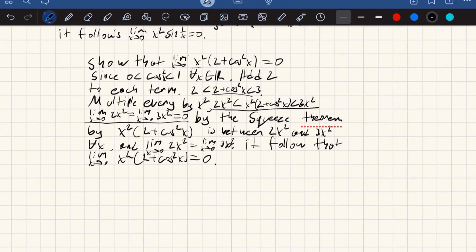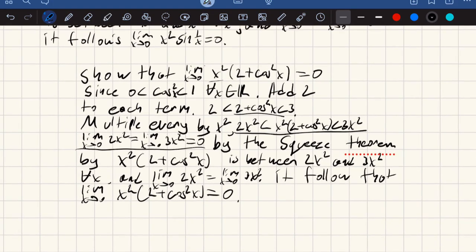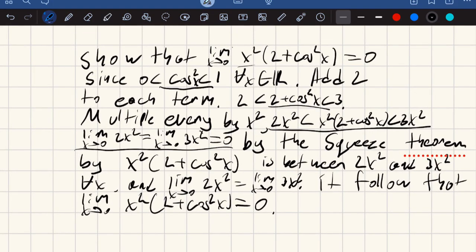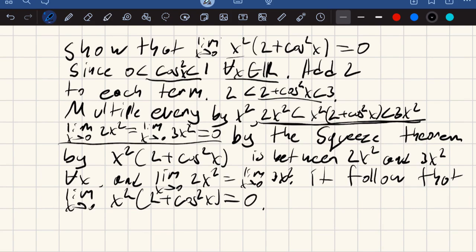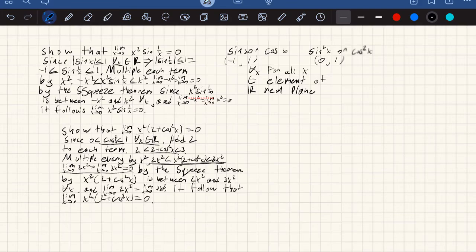And that's all. So again, we stated our original trig function for all x, and then we got closer and closer to our inequality, and then we showed our limit was true, and then we used the squeeze theorem. It's pretty easy.